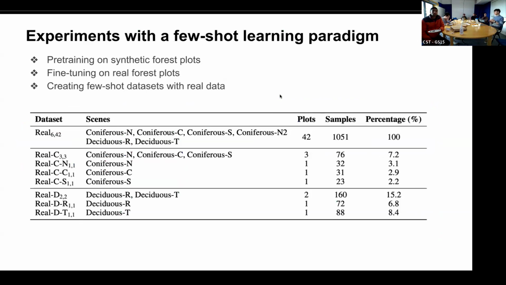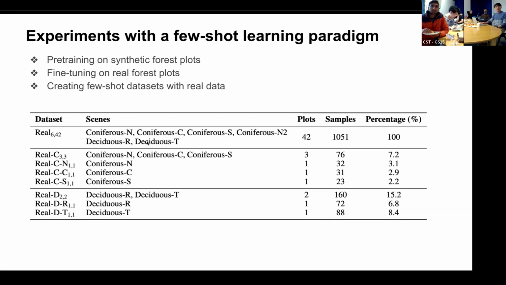Okay, we have the algorithm, we have the real data, and we also have the synthetic data. The interesting point about having large-scale synthetic data is that we can experiment with the learning paradigm of few-shot learning. Because we have these synthetic forest plots, we can do the pre-training on the synthetic forest plots and do the fine-tuning on the real forest plots. Fine-tuning means that you don't need too many real forest plots, because the assumption is that real forest plots are very difficult to get and very expensive to label.